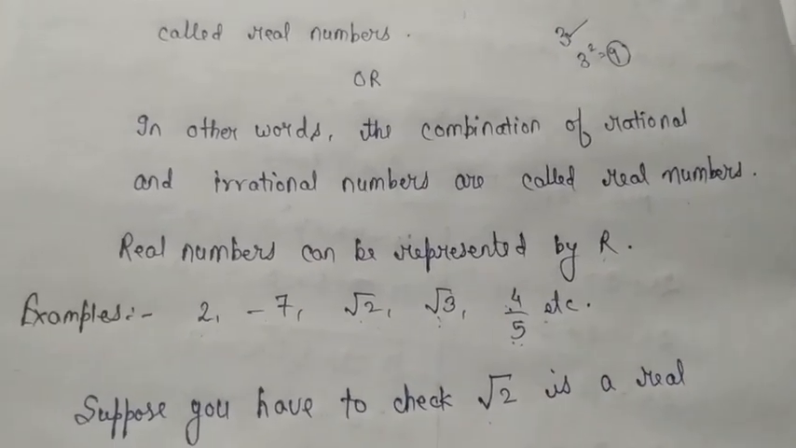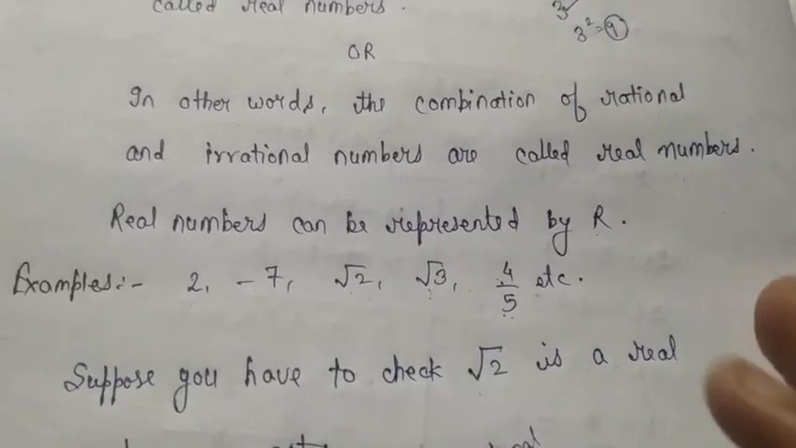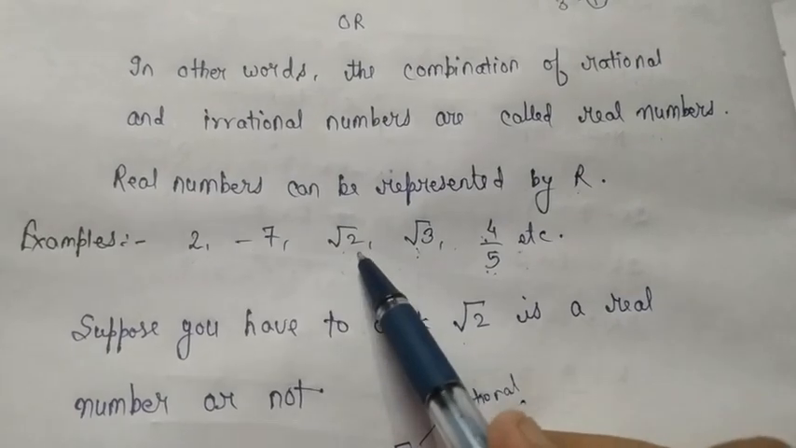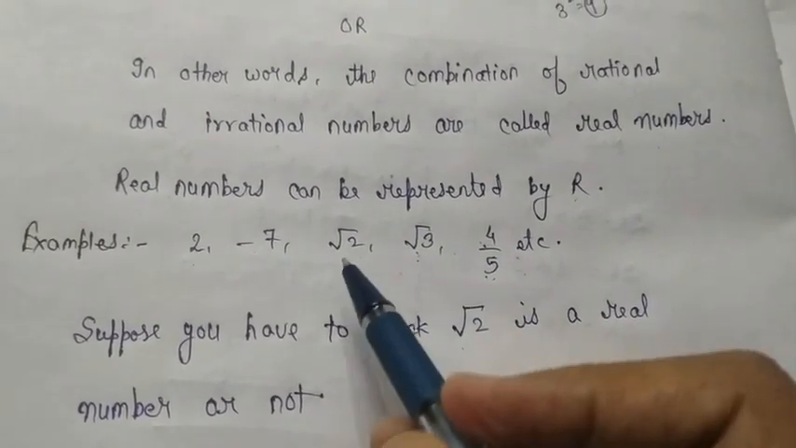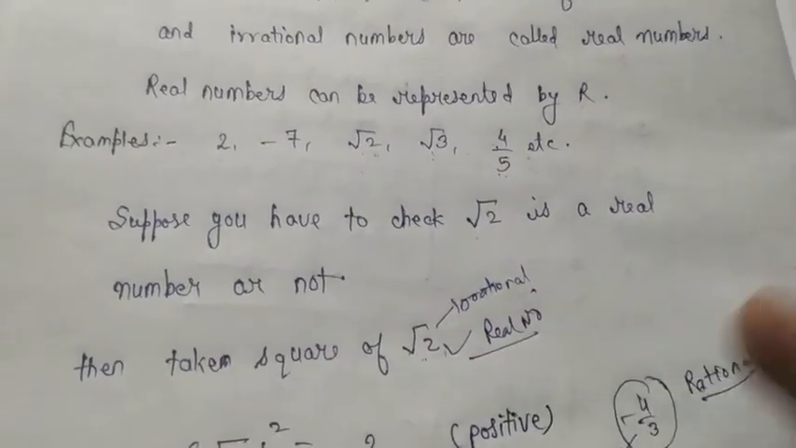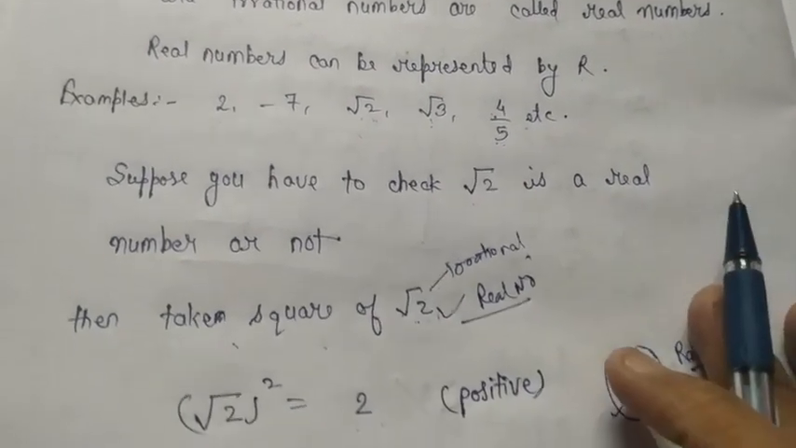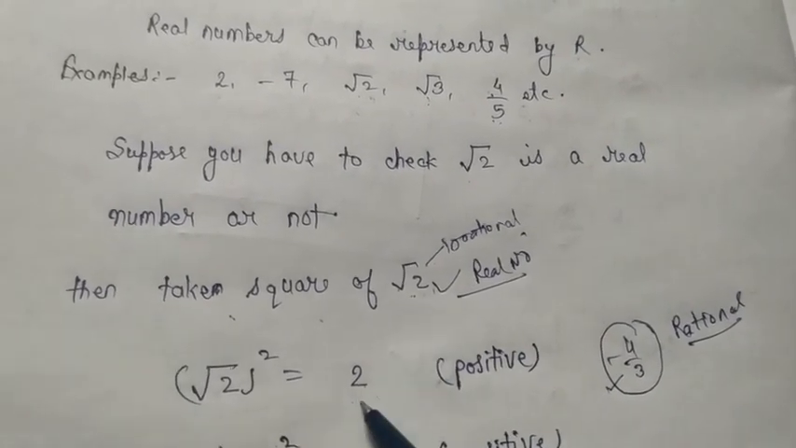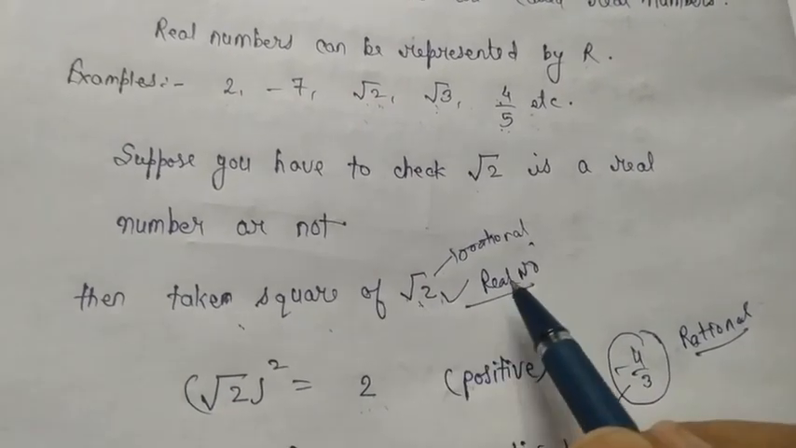Now suppose you have to check whether these numbers are actually real or not. Then I told you the method: whatever number you have to check, just take the square of that number. Okay, suppose I have to check whether under root 2 is a real number or not. So what I will do, I will take the square of under root 2. When I take the square of under root 2, what will happen? I will get 2, and 2 is a positive number, hence it shows that under root 2 is a real number.